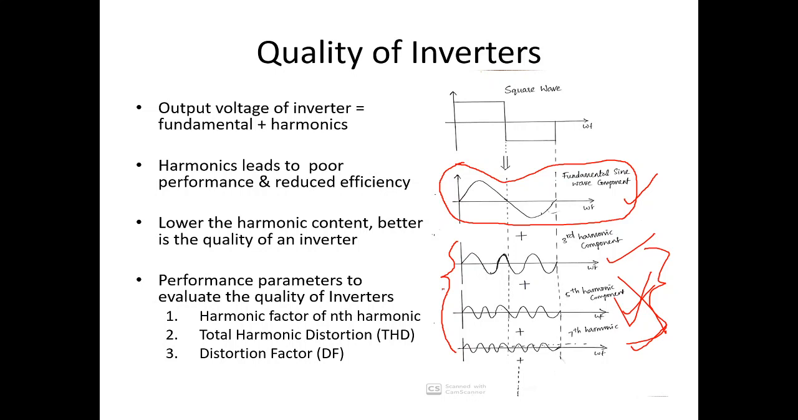So how would you know that the component is below the standard value, so that the quality of the inverter is good? In order to evaluate performance, we use three main parameters to comment on the quality of inverters. The first one, harmonic factor of nth harmonic. Second one, total harmonic distortion. Third one, distortion factor. Let us see one by one.